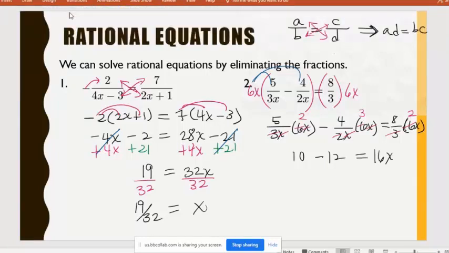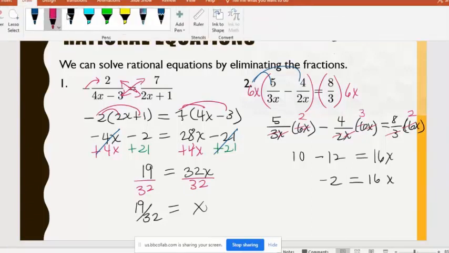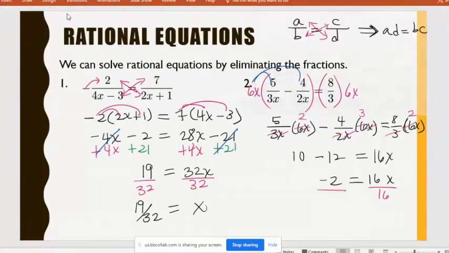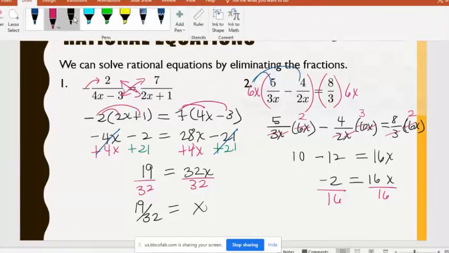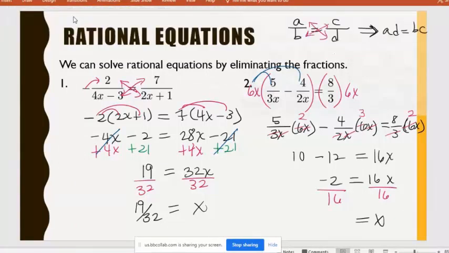Okay, now this looks a lot better. So it took a second. It was not as easy, but we found an equivalent equation. And 10 minus 12, those are like terms. So that's negative 2 is equal to 16x. And then lastly, divide by 16. And we get x equals negative 2 sixteenths, but that can be reduced to negative 1/8.